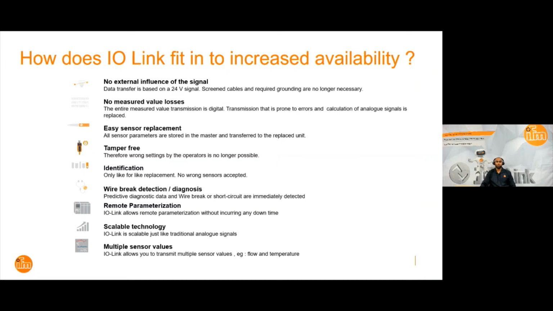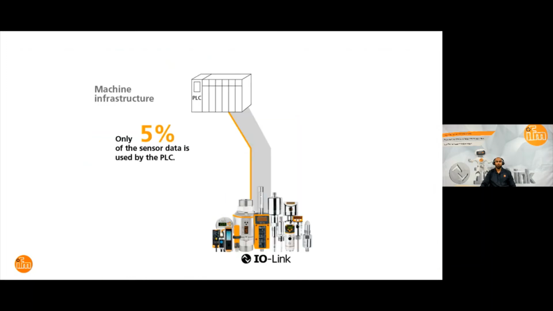All of these features and benefits give us the benefit of reduced costs. Because the signal is digital, there's no need for expensive analog cards. Normal switches, for instance, can be used instead of expensive 4 to 20 milliamp transmitters. For process control, we only need the measured variable from the sensor, okay? And that is only 5% of what the sensor is actually capable of doing.